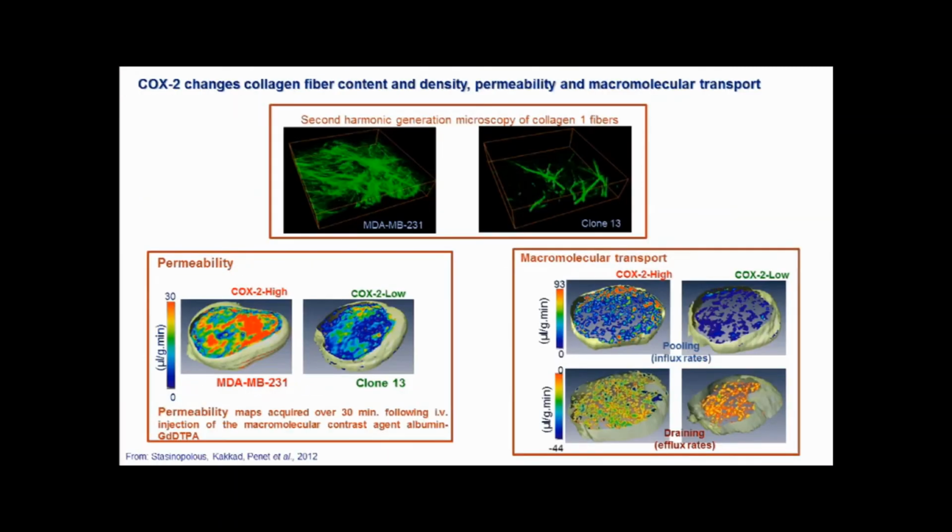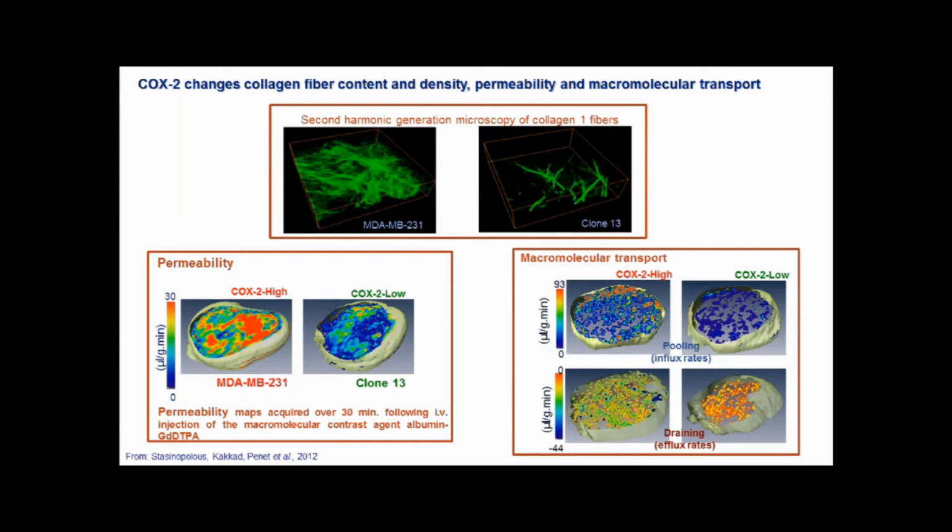And what we find is that, again, downregulating COX-2, just one single enzyme, has this profound effect on macromolecular transport. So it changes the ECM. And here you can see that in tumors with high COX-2, the macromolecular transport actually changes dramatically. It is much more when COX-2 is high, and then it reduces with low COX-2.